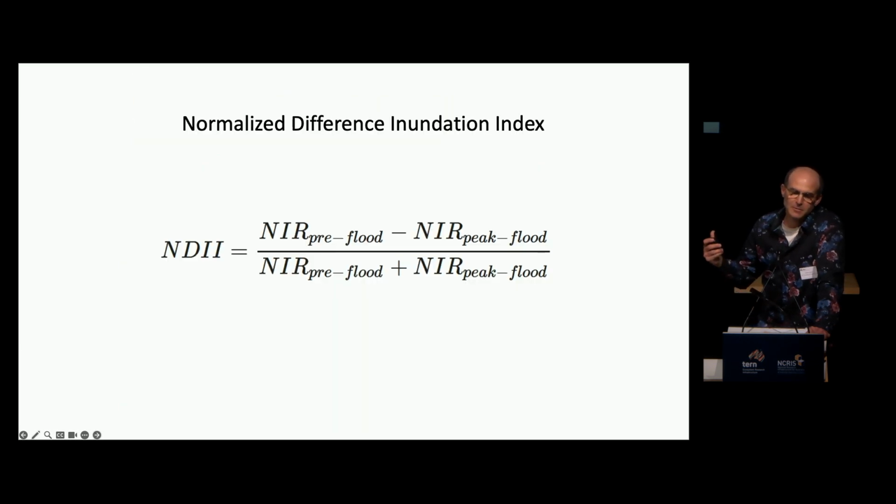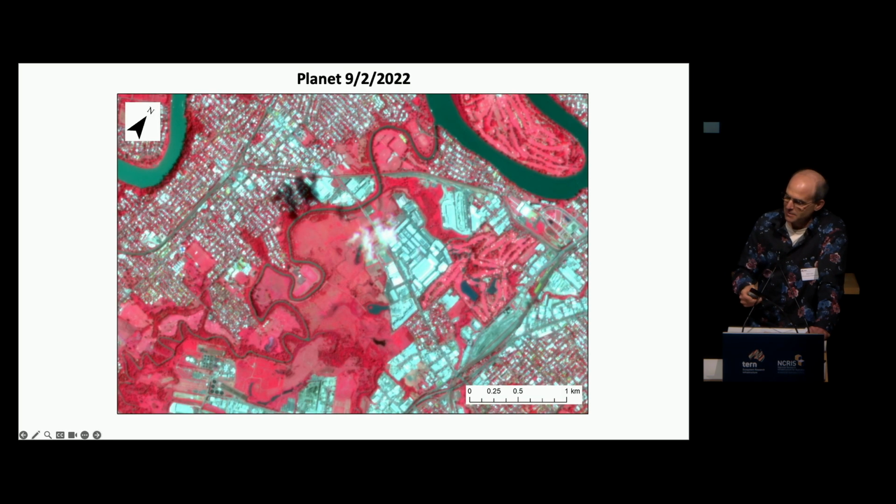We devised a new spectral index, which we call the Normalized Difference Inundation Index, which is a normalized difference index based on the infrared before the flood and the infrared during the flood. And this index, we'll soon see it.